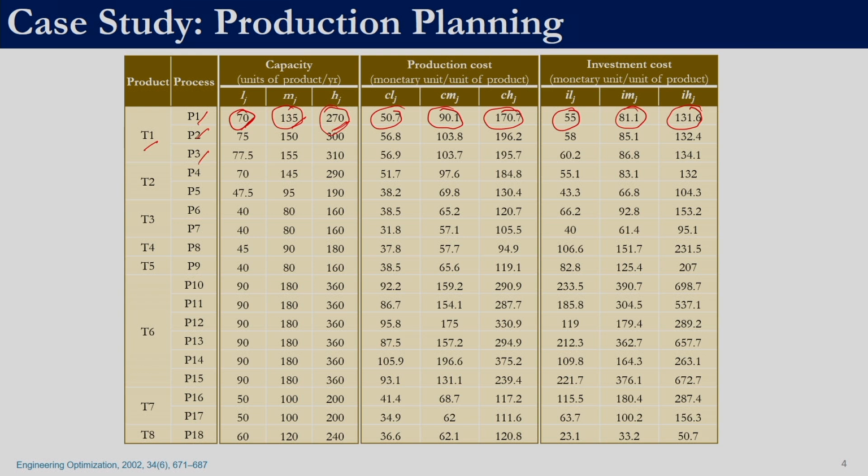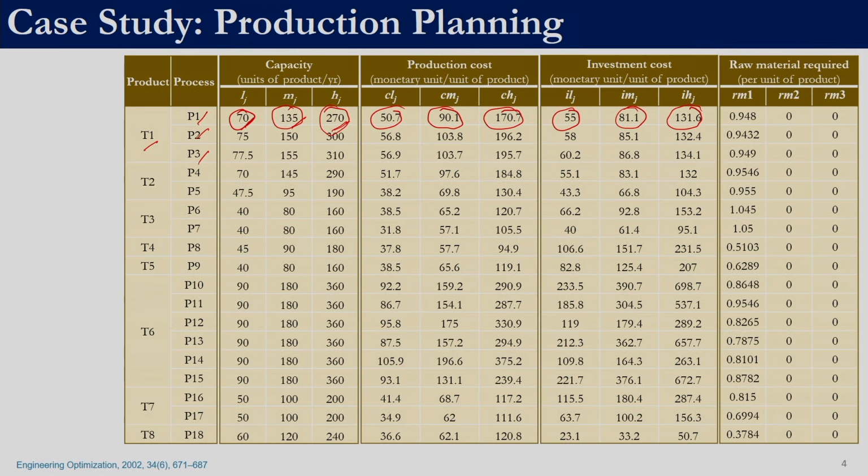There are 3 different types of raw material which are required. Process 1 to process 18 do not require raw material 2 and raw material 3, only raw material 1 is required. The amount of raw material required is 0.948. So, if we decide to produce 1 unit of product 1 from process 1, we require 0.948 units of raw material 1. If we decide to produce, let us say, 95 over here, the amount required for 1 unit is 0.9546, so the amount required for 95 would be 95 into 0.946.